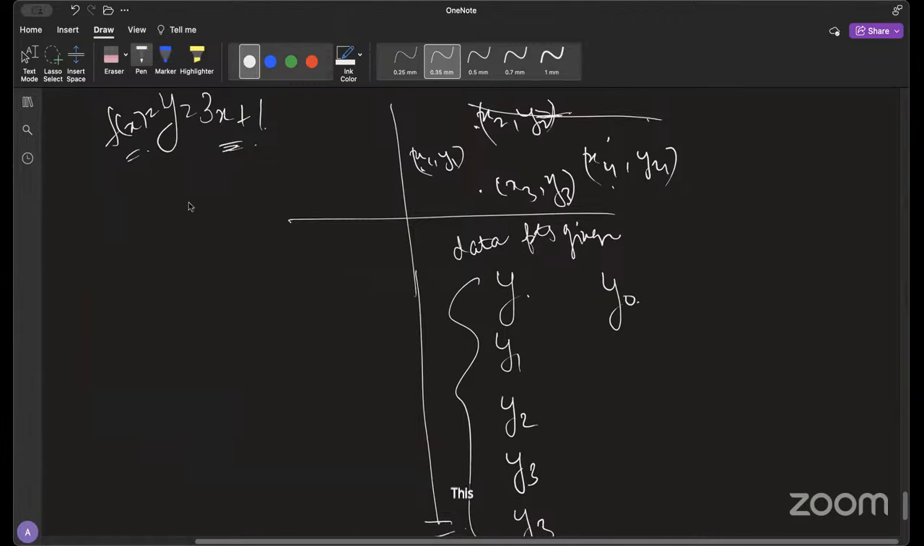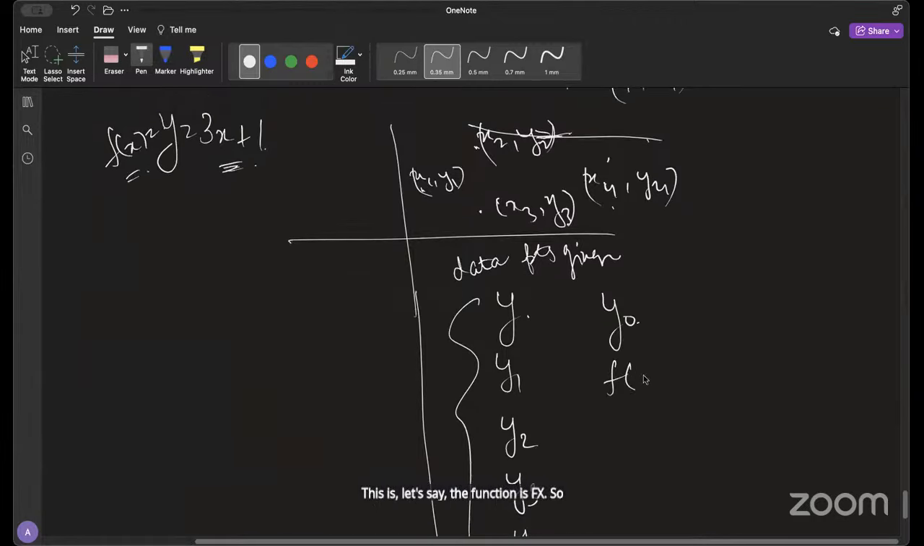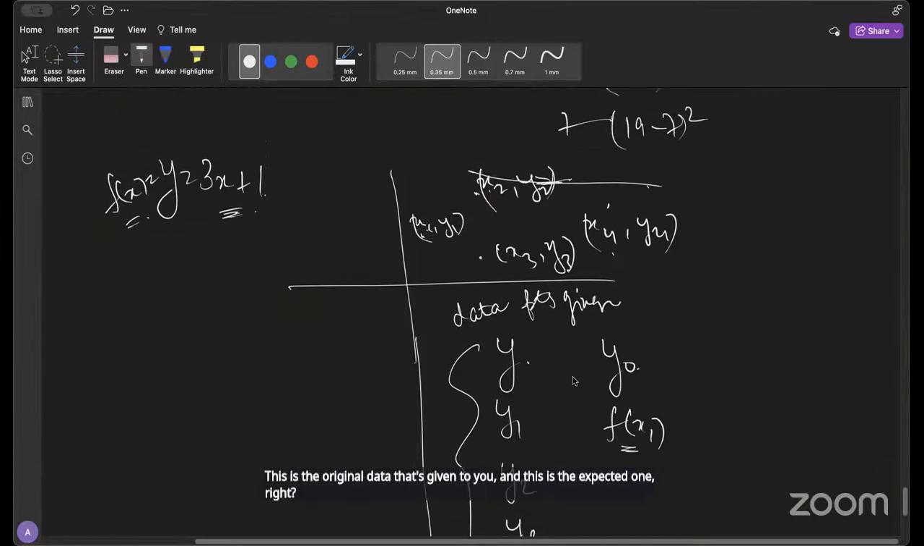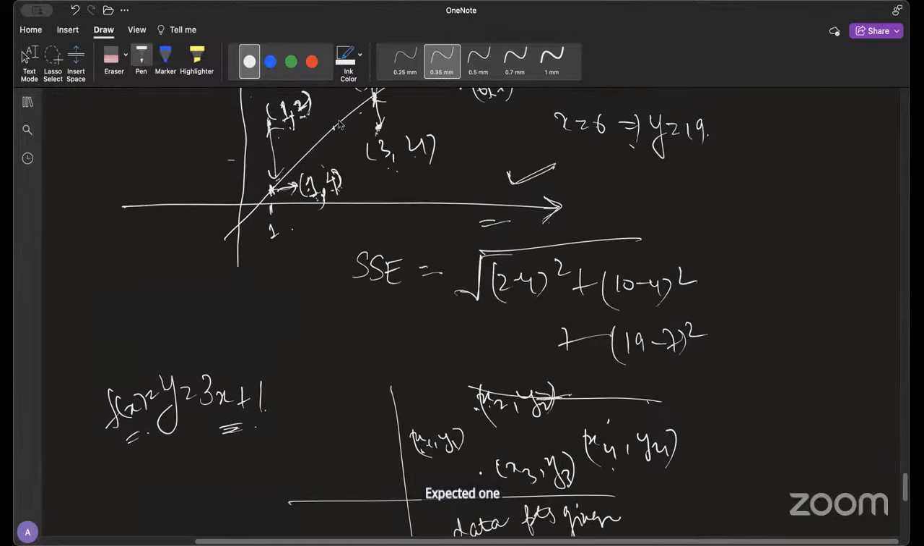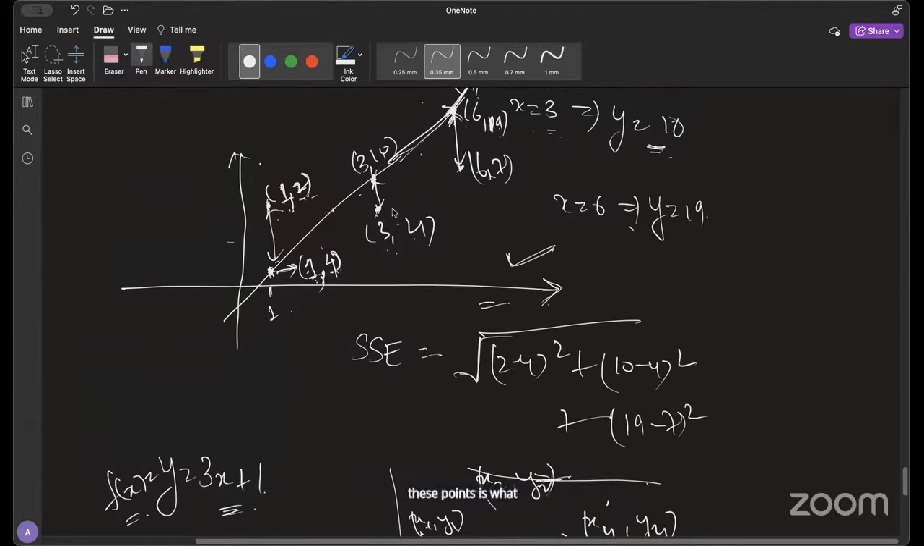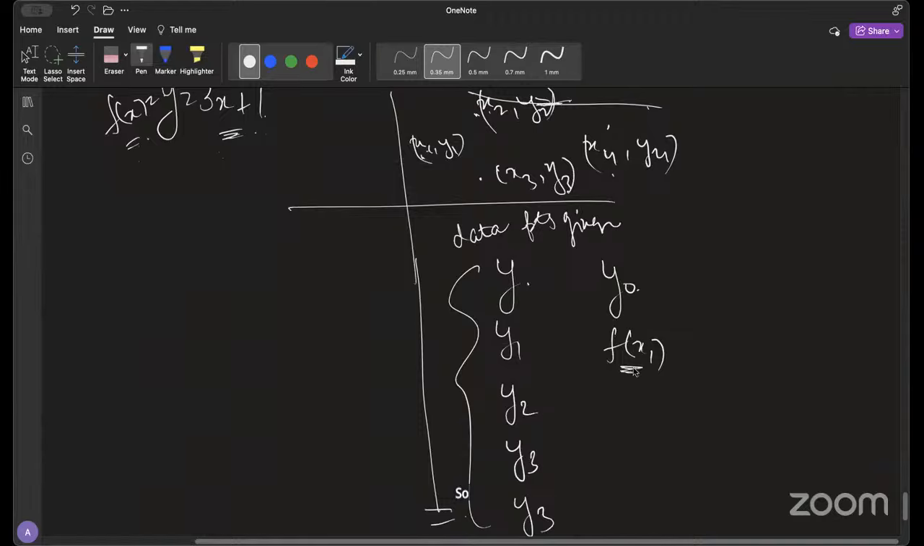Let's say the function is f(x). So you put f(x1) here. This x1, x2, all of these things are given. So this is the original data that's given to you, and this is the expected one, as per the line. So this is the original data, and these points are what it should have been. So you take here what the height should have been as per the line given to you.